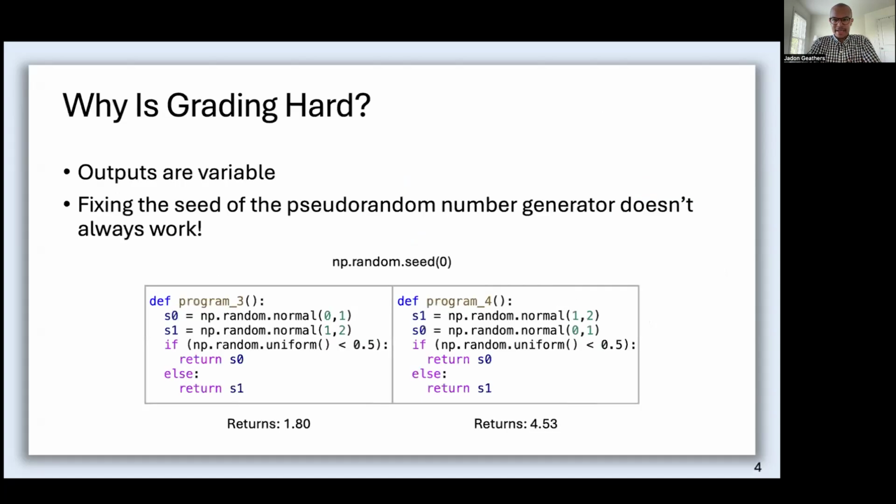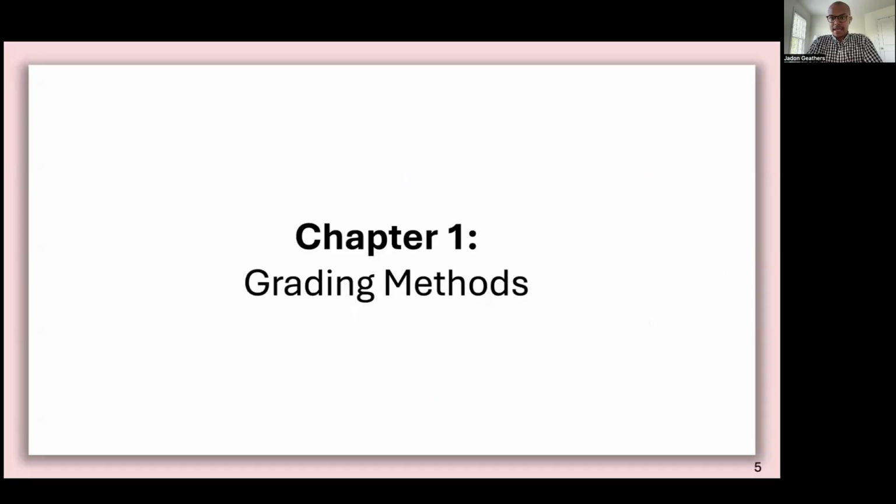But what makes grading stochastic programs so hard? Well, first, outputs are variables, so we can't use methods that rely on determinism. We need a method that embraces randomness. And fixing the seed of the pseudo-random number generator doesn't always work. Here we have an example of two programs which are semantically equivalent, but produce two different results when fixed under the same seed. So we need a grading method that can embrace randomness.